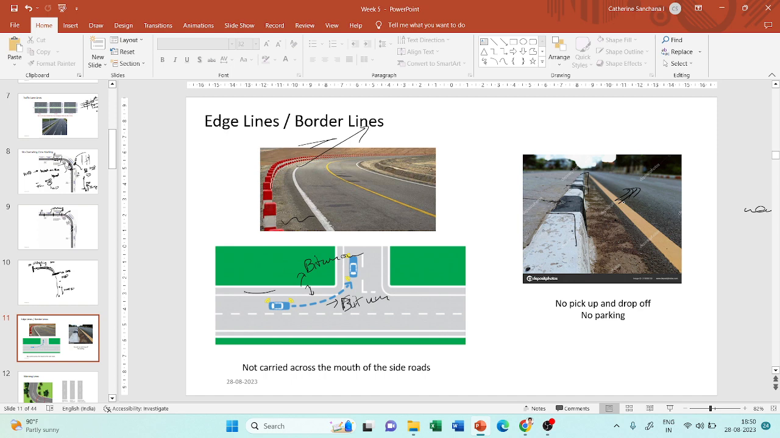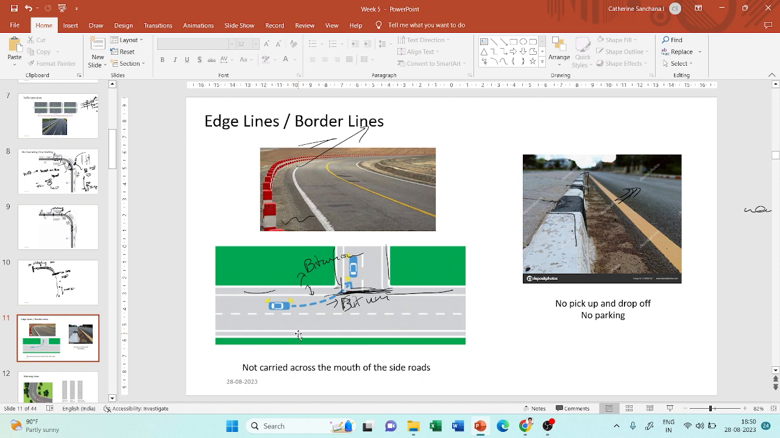Okay, now if you see, this edge line will not be continued across the mouth of the side road. So this is a side road, right? You should not continue the edge line across the mouth of the side road. You should leave a gap in between and then only start. So that is one thing which you should notice.